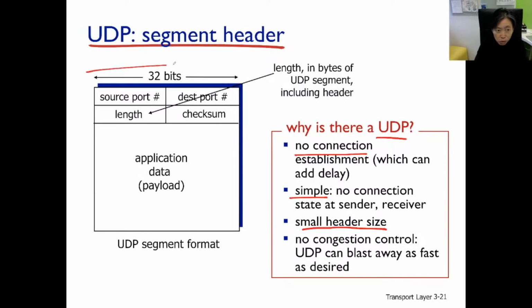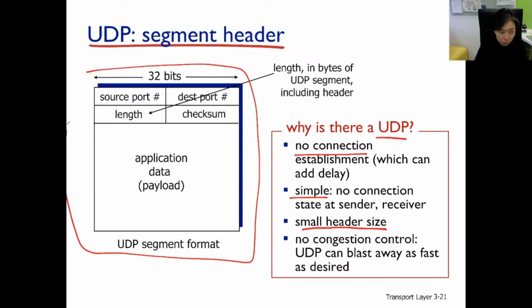So this is a UDP segment. Once again, there's a header part. There's also a data part. The header part is very small, just 64 bits altogether, which is 8 bytes. Very small header. There's no congestion control, so you can actually blast into the internet as fast as possible. All right. So these are a few other advantages of people using UDP.